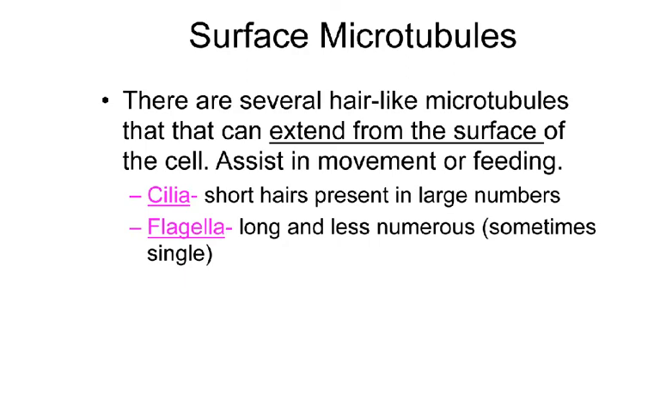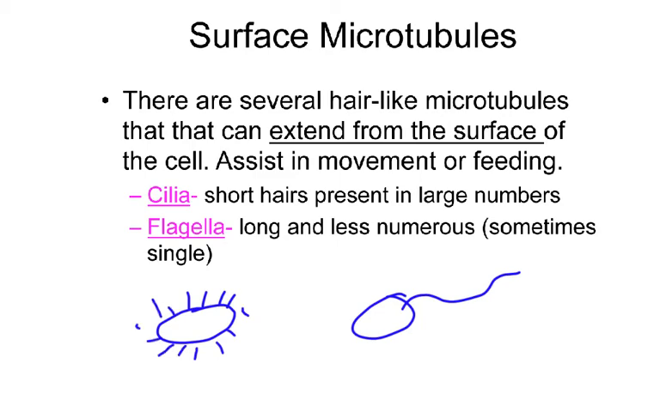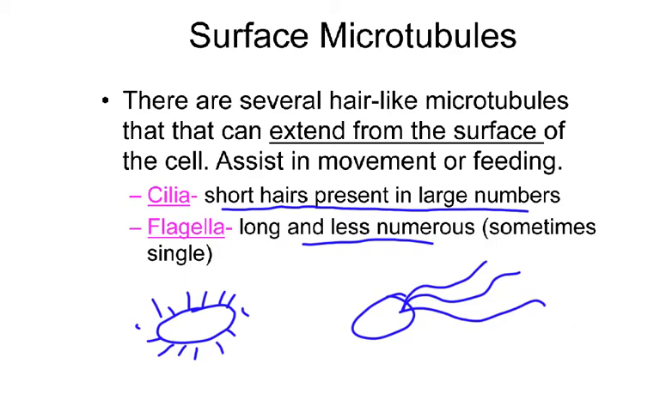We also have microtubules that can extend out from the surface of the cell. Okay, and so we can have really one of two types. We can have what are called cilia. Cilia are shorter hairs present in usually very large numbers. You saw cilia when you looked at the paramecium slides. Or we could have flagella, which are longer and less numerous. You could have 2 or 3 flagella or more on a cell, but there's not as many as cilia. Usually only on like one area of the cell would a flagella be extending.